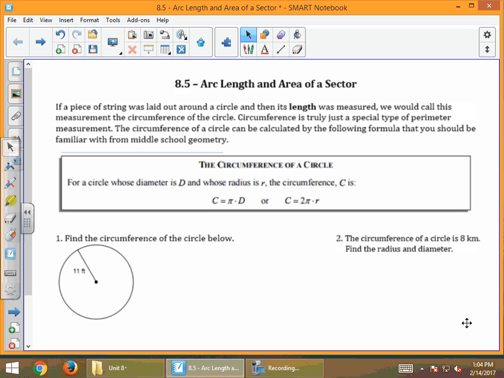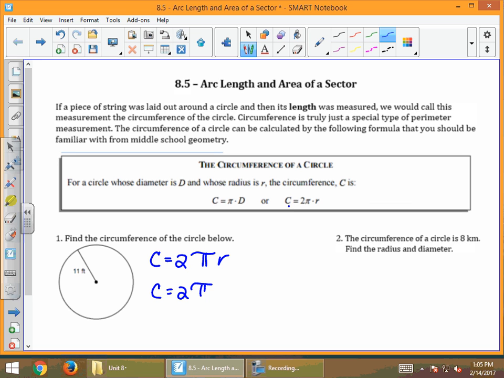Alright, so we want to find the circumference of the circle below, and we like to leave our answers in terms of pi. We're going to do so. We were given the radius, so let's use this equation. Circumference equals 2 pi times the radius. What is our radius? Our radius is, looking at my diagram, 11.